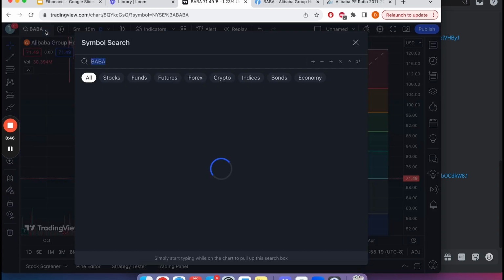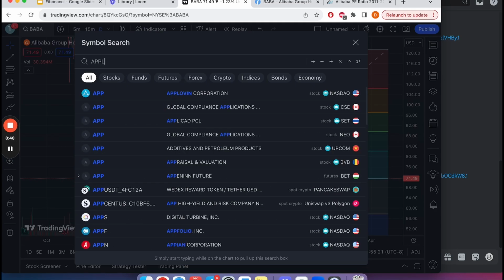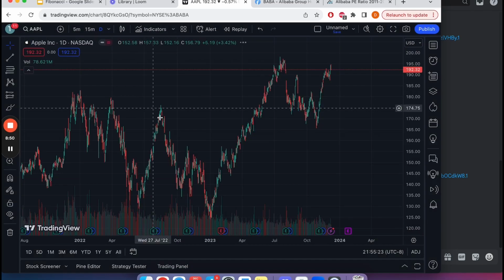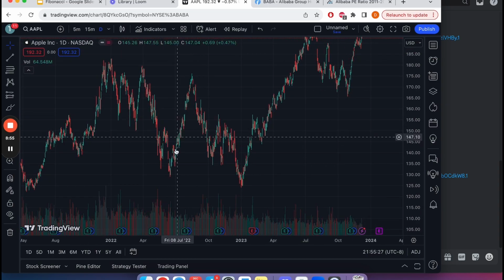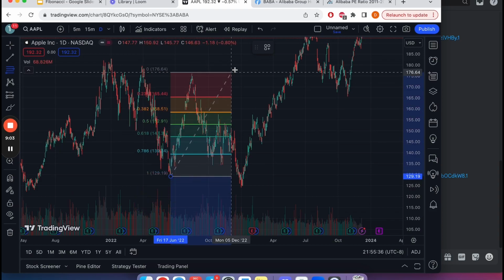Let's just draw up another stock, right? Let's do like Apple, right? Big company, everyone knows Apple, right? I'm just going to draw a Fibonacci level. Clear uptrend, higher highs, higher lows, right? I'm just going to draw a Fibonacci level right here. Let's see if it plays throughout any levels, right?